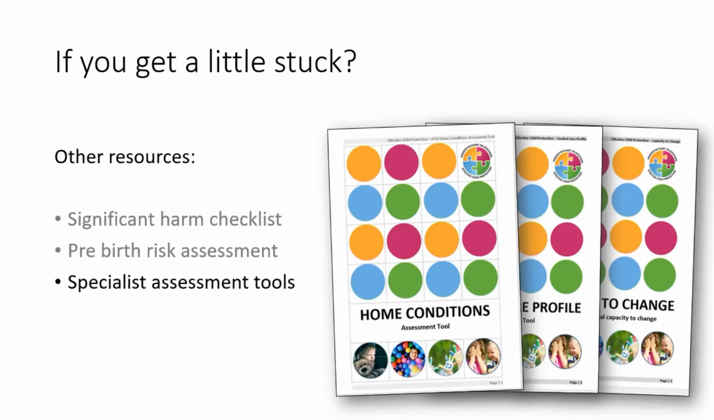In the area of neglect, there are two tools. Home conditions focuses on the physical condition of the home and its effect on the child, whereas the graded care profile takes a wider perspective of neglect, including how responsive a parent is and how they demonstrate esteem or love for the child.